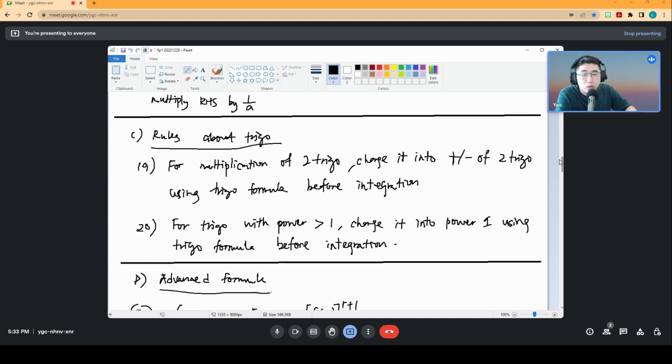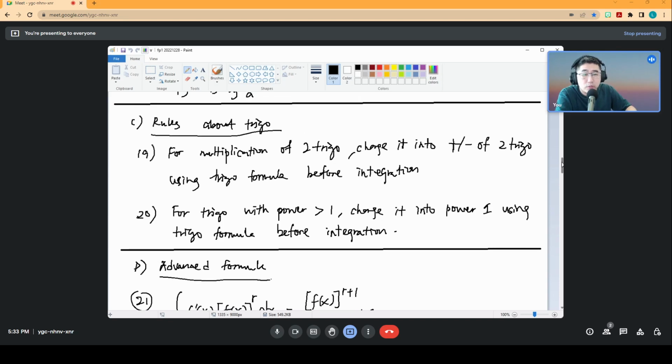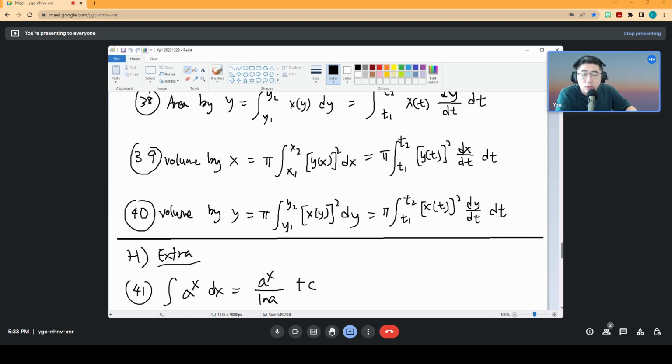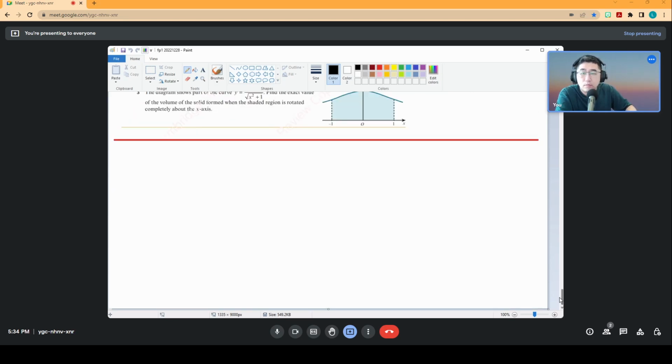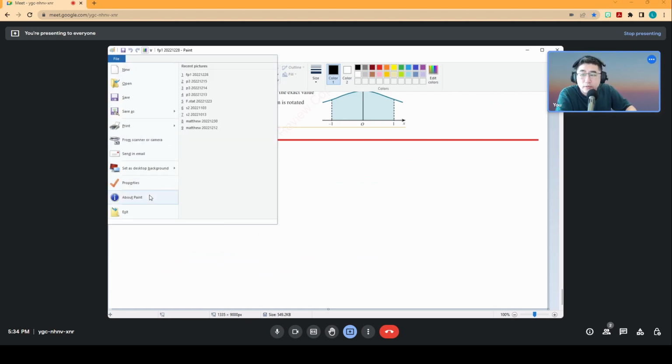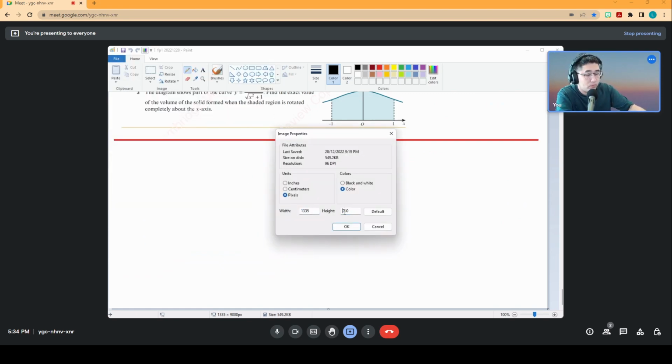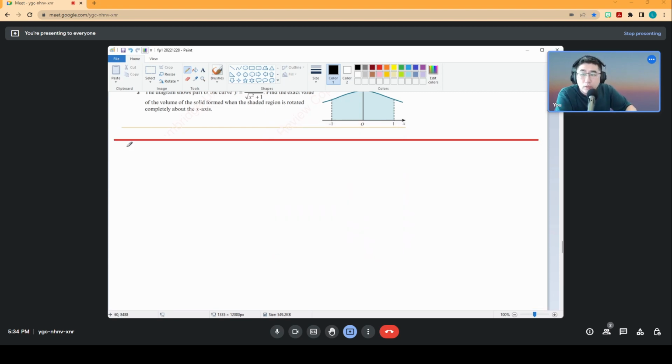Let me show you an example. Let me extend the file. Rule 19 says with multiplication of two trigo, change it into plus minus of two trigo before integration. So maybe we have this question, sine of 3 theta and cos theta here.